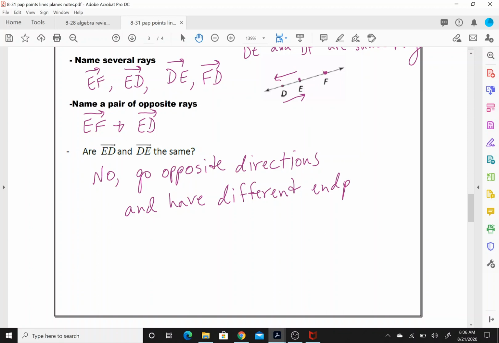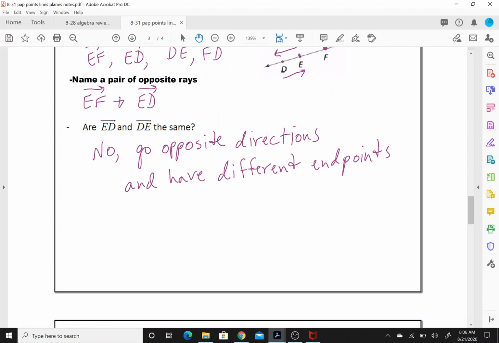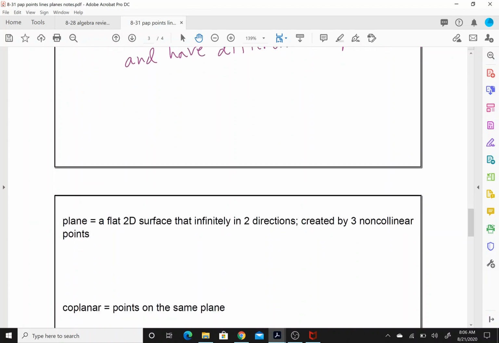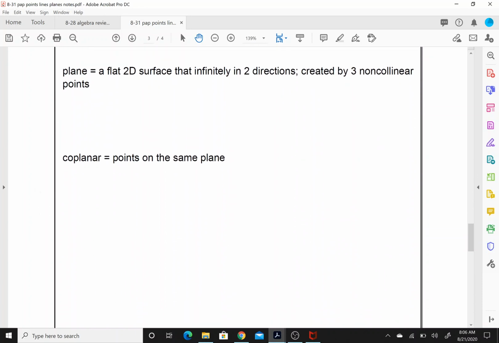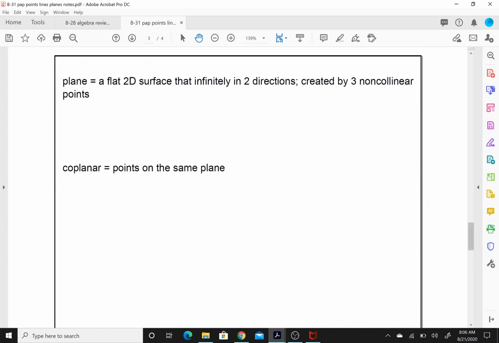So when you're thinking about rays, I know I keep saying endpoint, and that's kind of counterintuitive. The endpoint of a ray is where it begins, if you can think of it like that. Okay? I know it's called the endpoint, but the endpoint is where it begins. Begins at the end. Okay, last couple ones here.